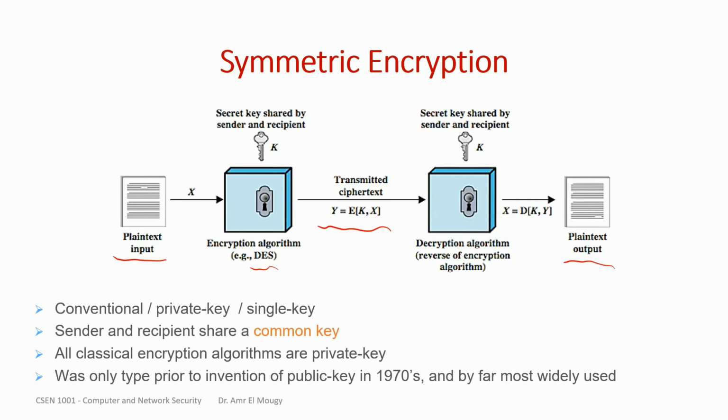Because obviously, if the attacker is able to obtain the key, then the attacker will be able to decrypt the ciphertext and obtain the plain text back. Okay? Symmetric encryption is typically lightweight, and it is the type of encryption that is used most widely in the world as of its invention in the 1970s. So this is the first type of encryption method that we have.